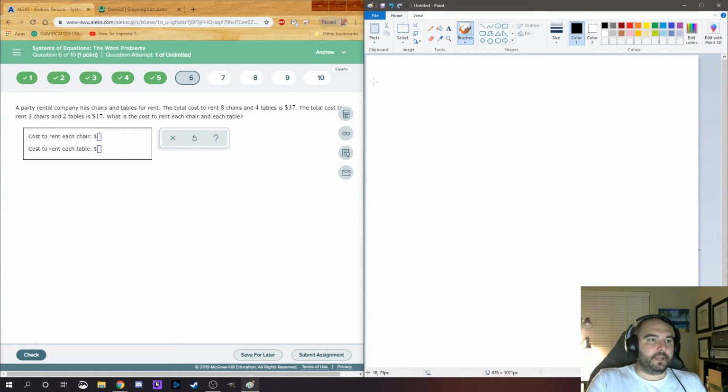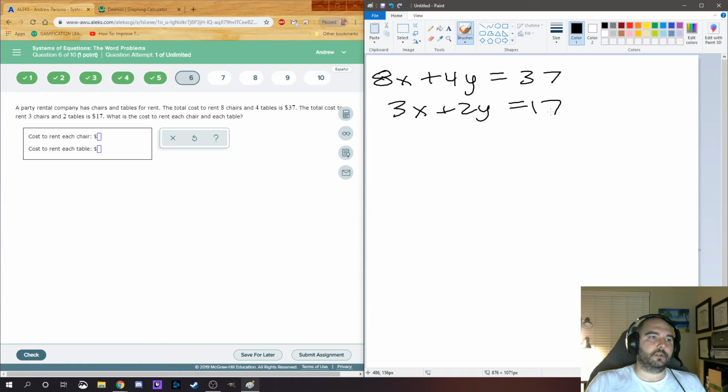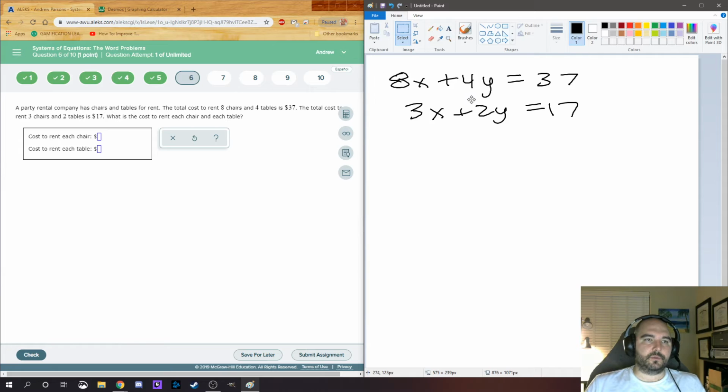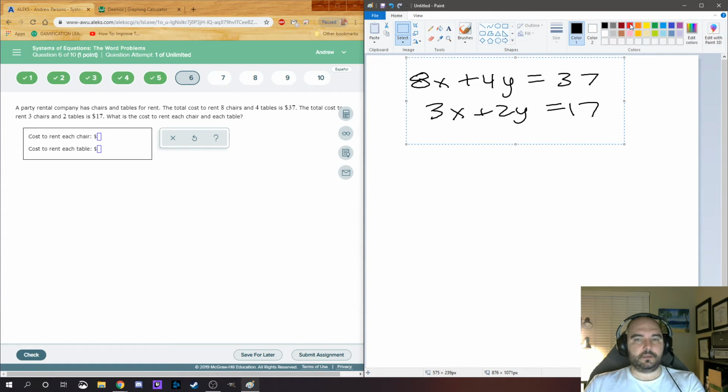All right, a party company has chairs and tables for rent. 8 chairs, 4 tables is $37 of cost. 3 chairs and 2 tables is $17 of cost. What is the cost of rent each? Sad, I forgot to leave some space. Let me leave some space. I'm leaving some space because I'm going to need to multiply here.